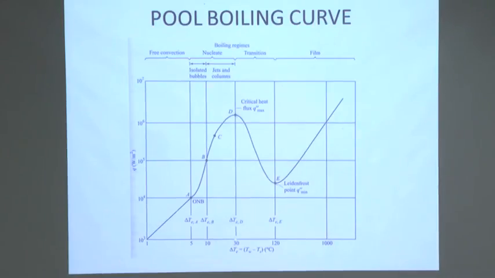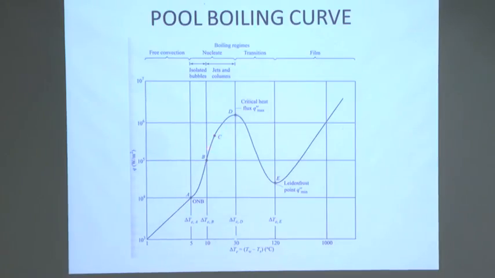Then from B, what happens? I told you the number of bubbles is so large that they are ejected from the surface in the form of jets. And this enhances the heat transfer much more by creating more mixing and turbulence in the fluid. And this regime B to D is the jet and column regime. But there is an interesting fact within this jets and columns regime.